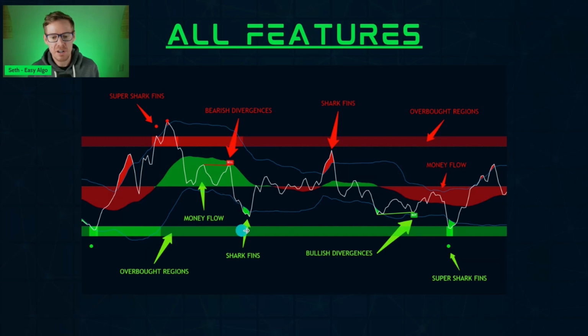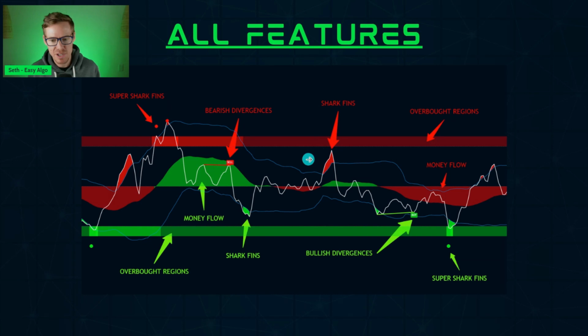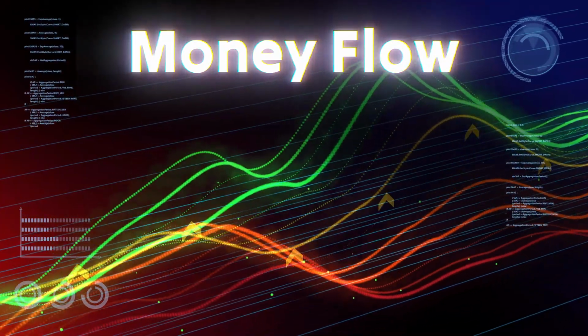We've added shark fins, which show you when reversals are going to occur. We've got super shark fins, which are one of the best signals you can get, which shows you a high probability of a reversal occurring. We've got bearish divergences, bullish divergences, which are also reversal signals, as well as this flow of money, letting you know when supply is entering the market or demand.